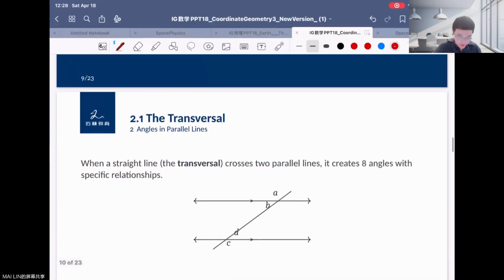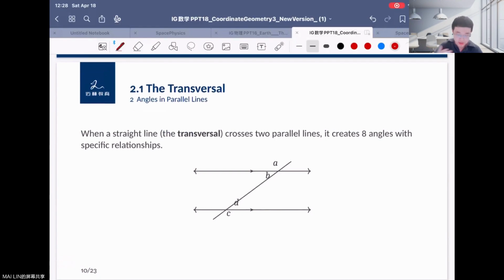Let's move into the first slide about the transversal. Here we have four angles: this is angle A, this is angle B, angle D, and angle C. Here there are two parallel lines, L1 and L2, and another line L3 passing through them, intersecting both L1 and L2.